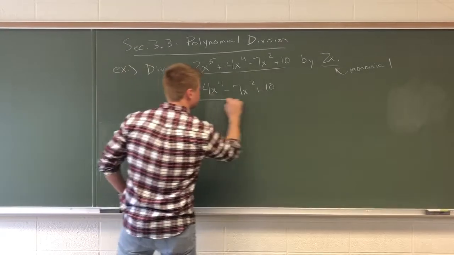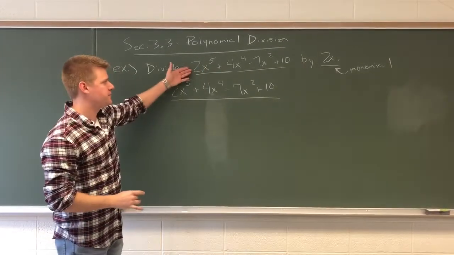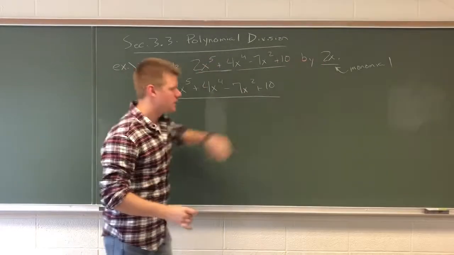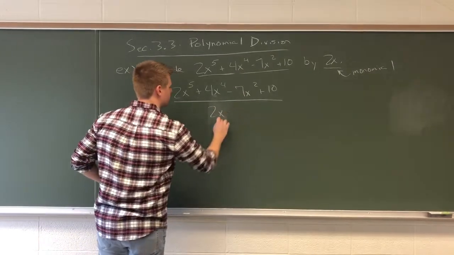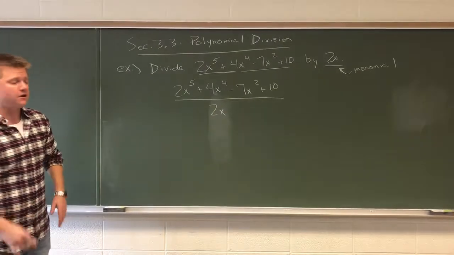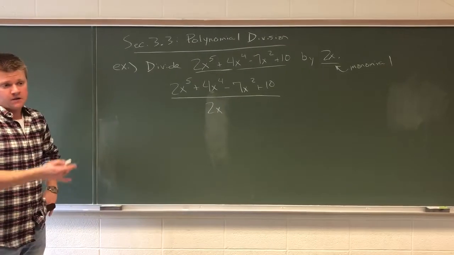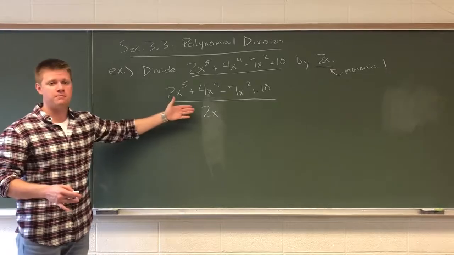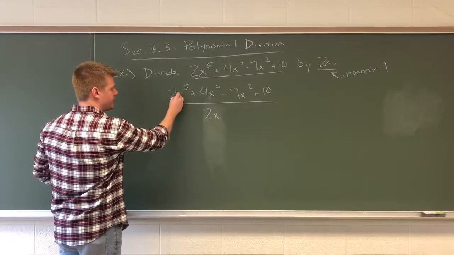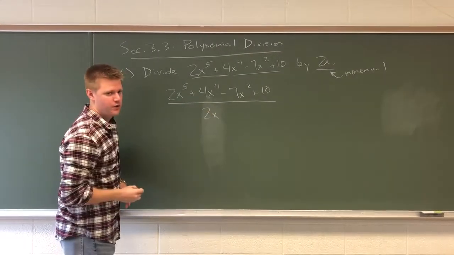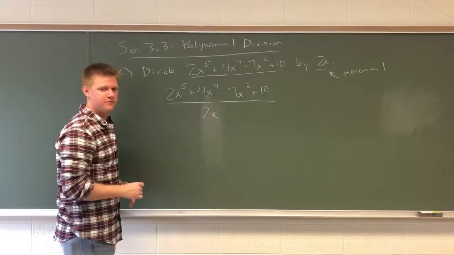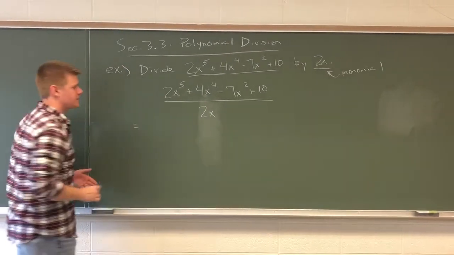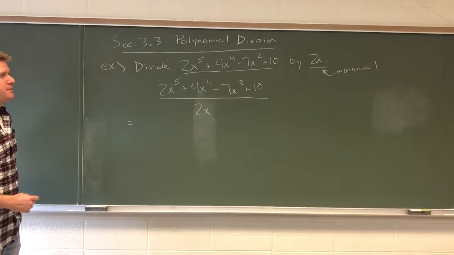So just the wording: divide this polynomial by this. That means 2x is the divisor of our division. What I can do now is visualize 4 separate fractions. I'm going to take 2x to the 5th divided by 2x, take the next one, also divided by 2x. Again, this is a fairly straightforward process for any monomial division.